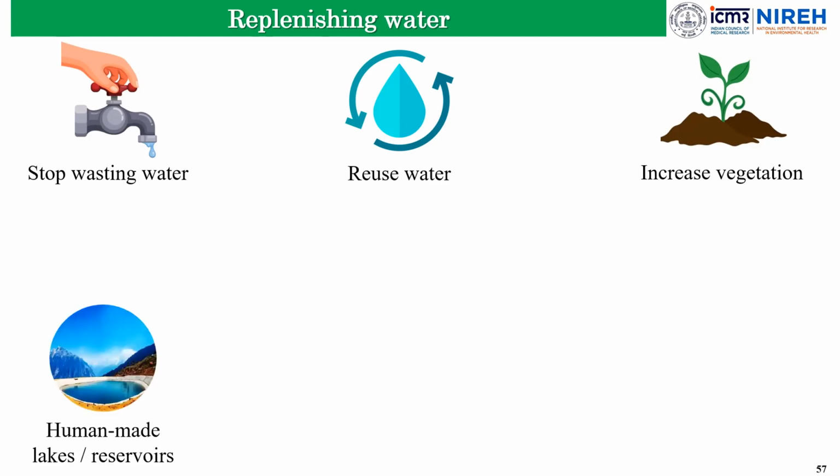Then human-made lakes or reservoirs, because nowadays we are seeing concrete structures everywhere. We do not see any natural kind of water body. So we can ourselves create some water bodies. We can develop a pond or lake, so that whenever precipitation or rainfall takes place, water will automatically be stored in that body. And with time, that water also enriches the underground resources. So human-made lakes and reservoirs can also be built.